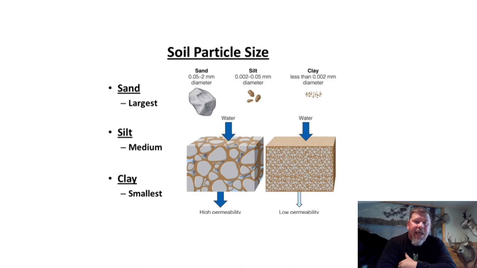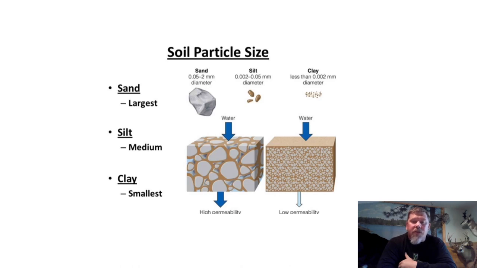The negative to sand is because they're so big, they don't pack together really well. So you end up with a situation where you've got very high permeability, which is basically just a way of saying it just doesn't hold water very well. So you get that rain, and that rain is going through there, and it is just passing through. Very low ability to retain water.